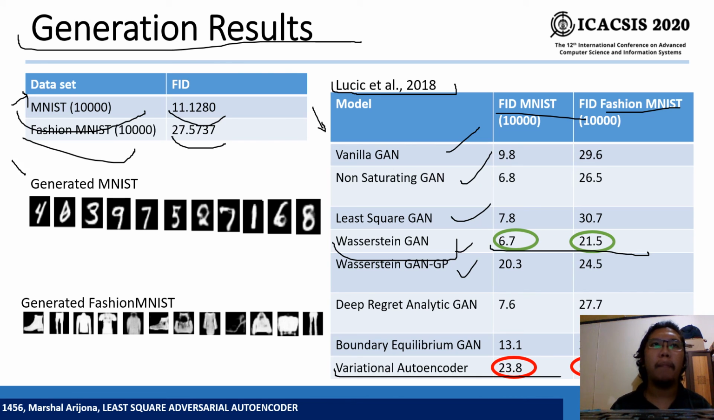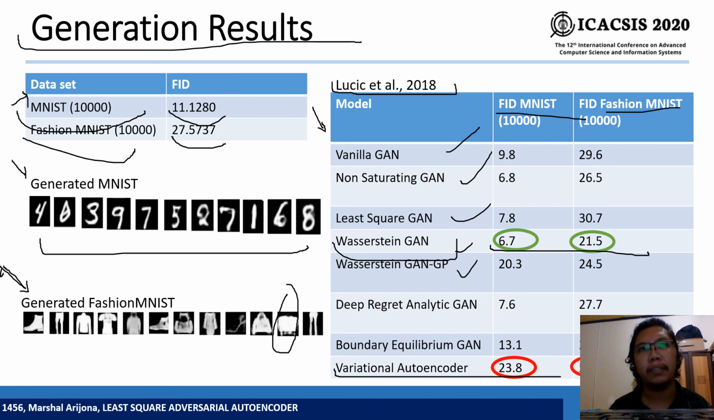These are examples of images generated by our models. We can see that most of the images are well generated, except for some images that are so difficult to recognize as one of the fashion items.